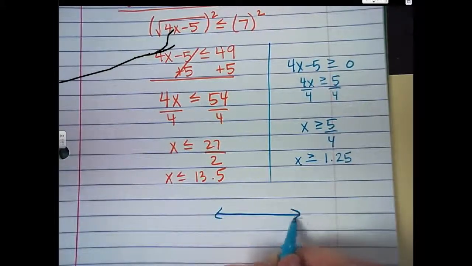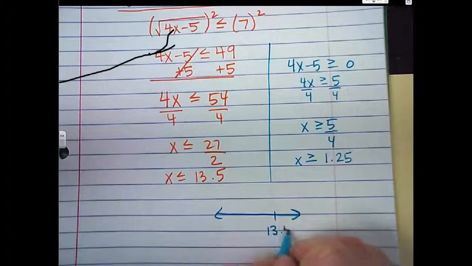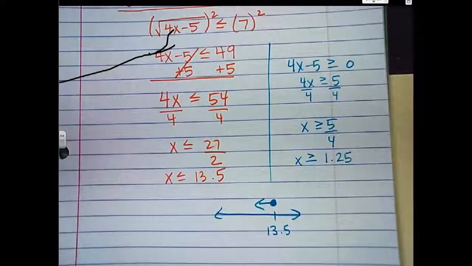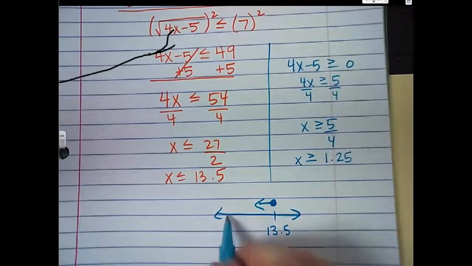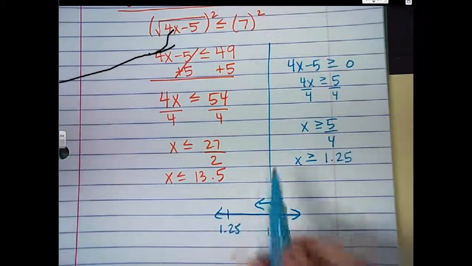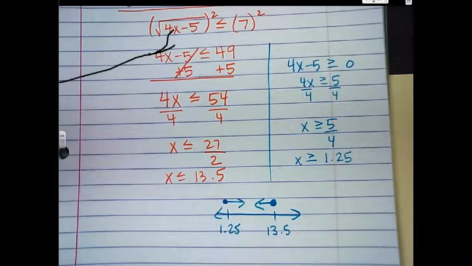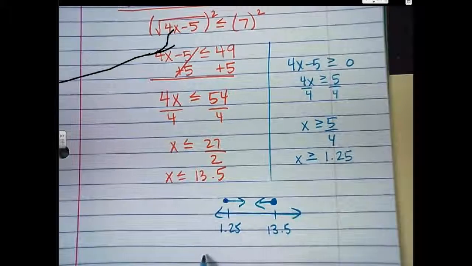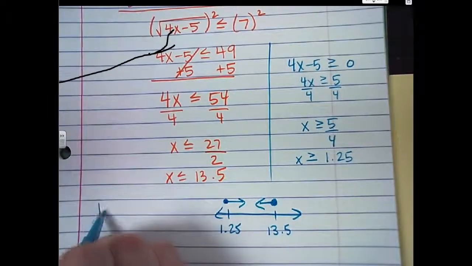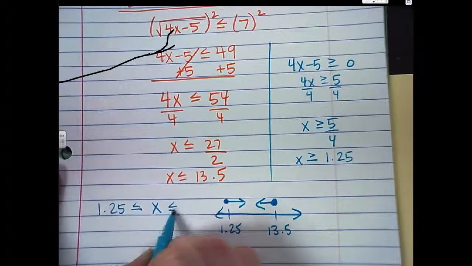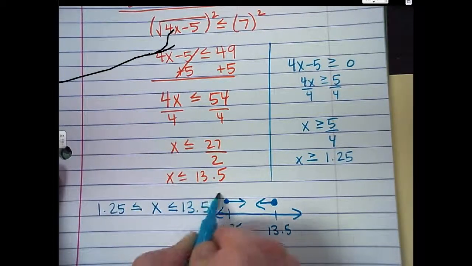So on our number line, we've got 13.5. That's less than. And then 1.25 is greater than. So our answer is 1.25 less than or equal to x less than or equal to 13.5.